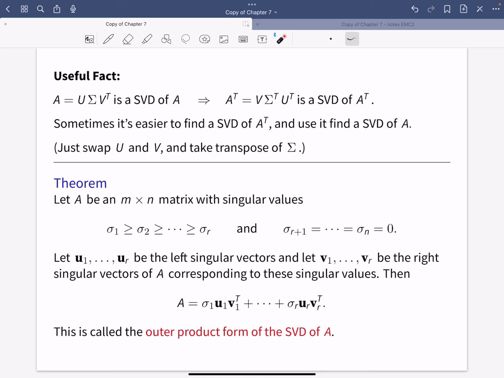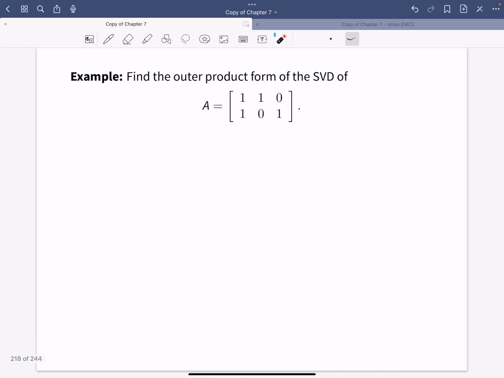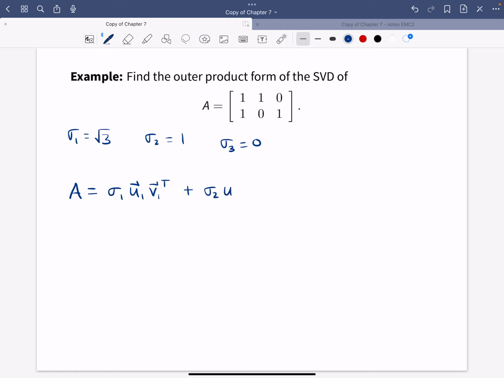And let's see an example of that right now. Let's find the outer product form of the singular value decomposition of this matrix. This is a matrix we've seen before, and if you remember, sigma 1 for this matrix was root 3, sigma 2 was 1, and sigma 3 was 0. So according to the outer product form, my matrix A should be equal to sigma 1 u1 v1 transpose plus sigma 2 u2 v2 transpose.